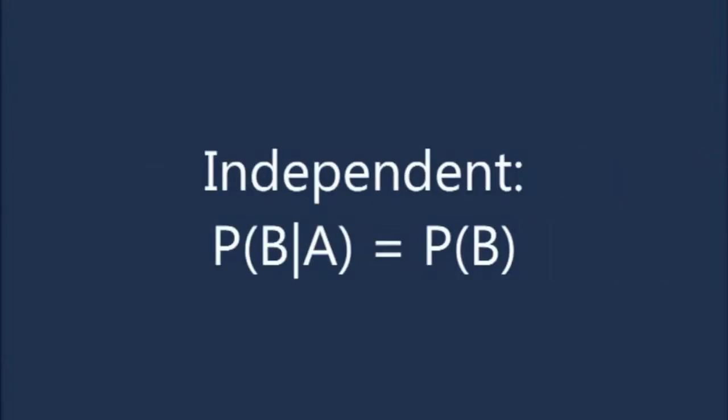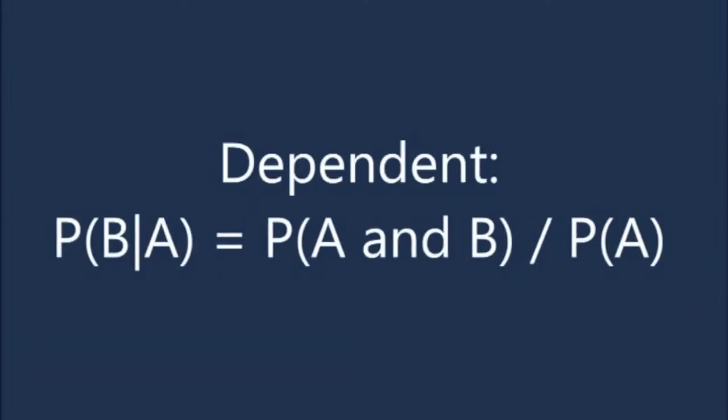In the case where events A and B are independent, or where event A has no effect on the probability of event B, the conditional probability of an event B given event A is simply the probability of B.